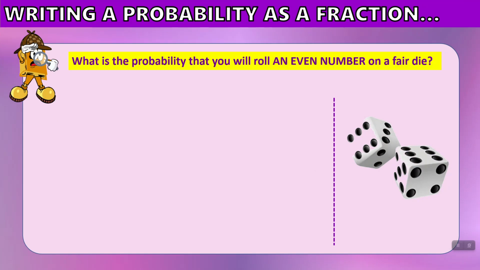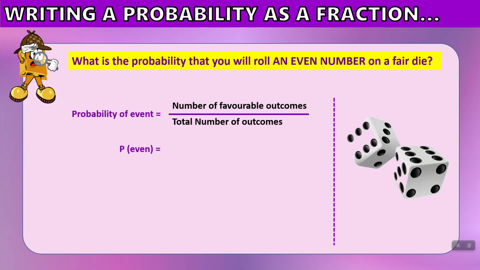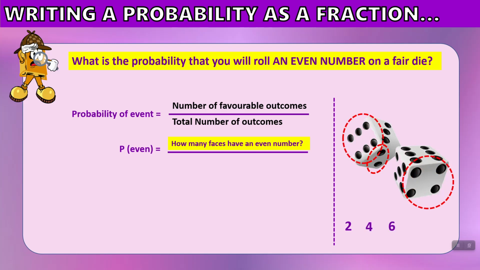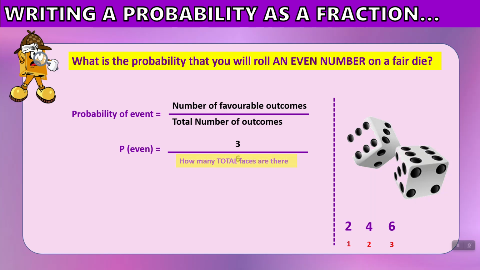Let's look at what the probability is that you will roll an even number on a fair die. So again, we write the formula. The probability is equal to the number of favorable outcomes over the total number of outcomes. And if you write it like this, P, and in brackets, even, we say, how many faces have an even number? But let's look on the side. Here's the number 2, that's even. Here's the number 4, that's even. The number 6 is even. So we have 3 numbers that are even on a die, 1, 2, 3. And so the top number in the fraction is 3. Divided by, we know the total number of faces is 6, and so a fraction is 3 over 6. If we change that into a decimal, we get 0.5, and as a percentage, it's 50%. We can write it in words as a 3 in 6 chance, and that gives us our probability for this event.